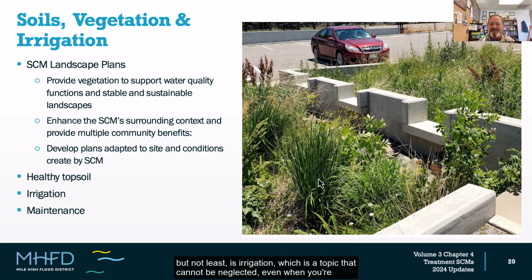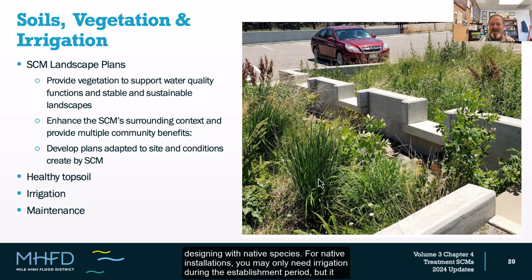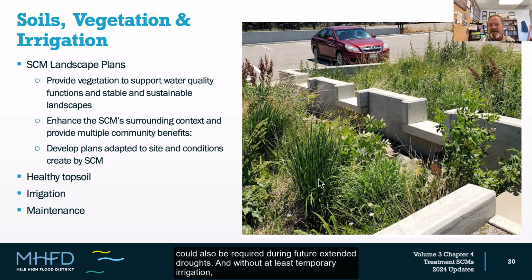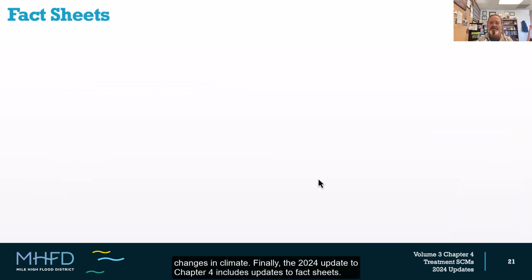And last but not least is irrigation, which is a topic that cannot be neglected even when you're designing with native species. For native installations, you may only need irrigation during the establishment period, but it could also be required during future extended droughts. And without at least temporary irrigation, many vegetated SCMs are likely to struggle with establishing healthy and dense vegetation, which is why we call for temporary irrigation. And this, of course, is something that is likely to be exacerbated by future changes in climate.